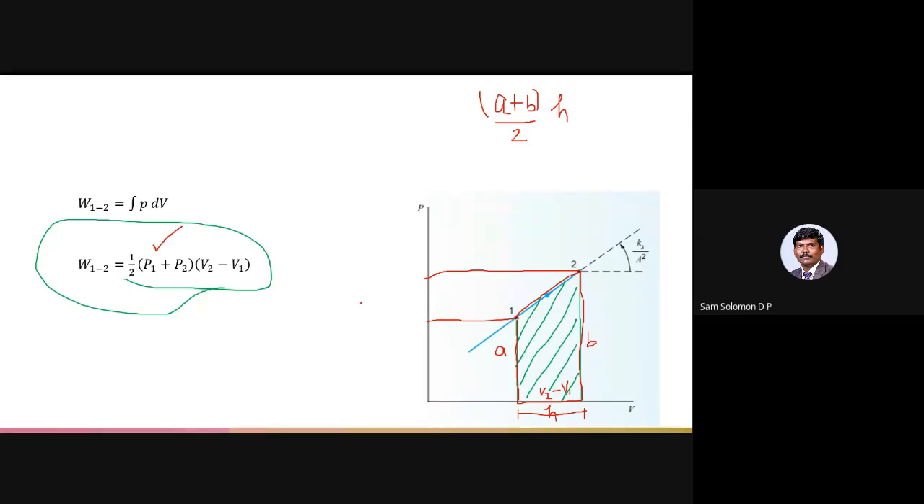Okay, this question you can see in some of the NPTEL courses. They would have given this formula directly, half of P1 plus P2 into V2 minus V1, and that is how we get it. Because it is the equation of a straight line, and if I find the area under the curve, it is of the shape of a trapezium. So use the formula for area of a trapezium, and you are able to get the work transfer in case of a trapezium. Is that clear, guys?